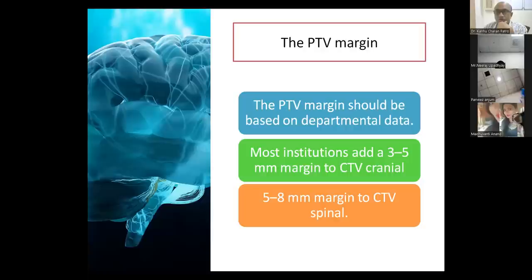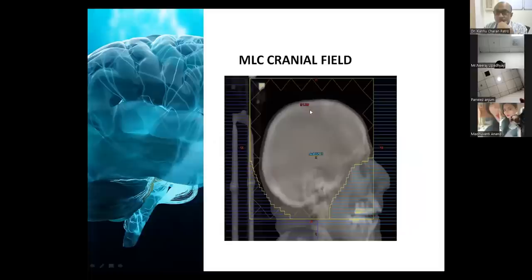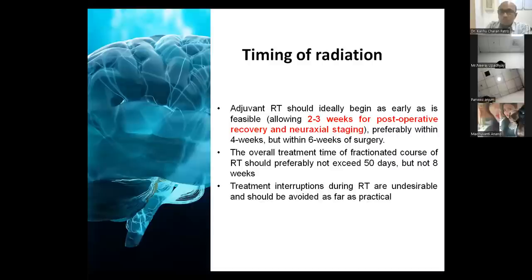This is how it looks on MRI, the cranial field with MLC. You are doing the cranial field, and you can see you can include at least 1 centimeter below the foramen. Regarding timing of radiation after the surgery, at least give 2 to 3 weeks for recovery and proper neuraxis staging. Overall treatment should not exceed eight weeks. Treatment interruption during RT is undesirable and should be avoided as far as practical.